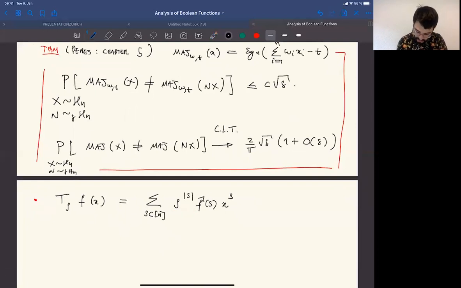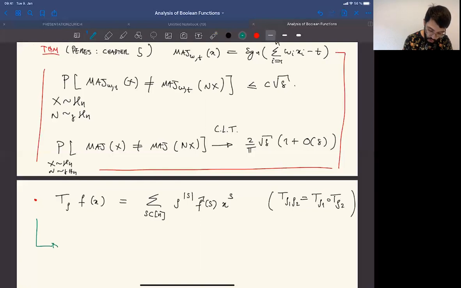So this T_rho has this nice property that it has the structure of a group representation, because if you do T_rho1, T_rho2, that is just the composition. Okay. And there is another nice way of writing this T_rho operator as an expectation.